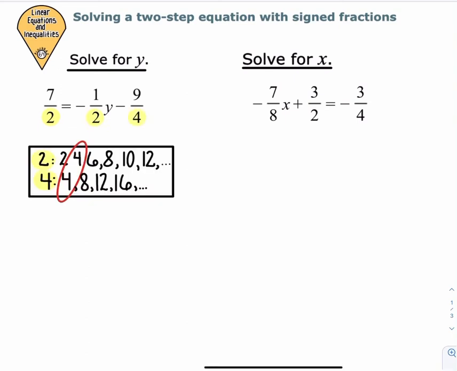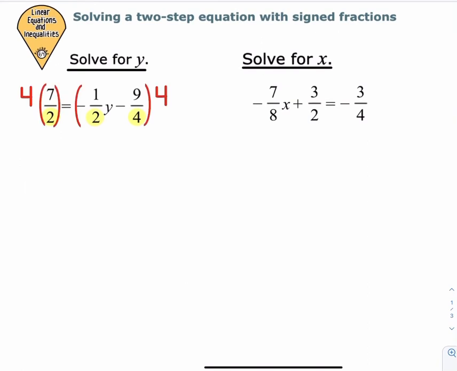If you're struggling, you can always list out the multiples of those denominators. Here we can see that the least common multiple is 4. So next, let's multiply both sides by 4.